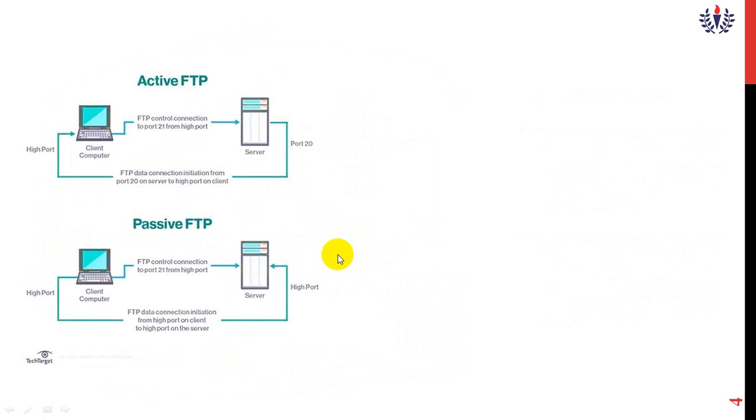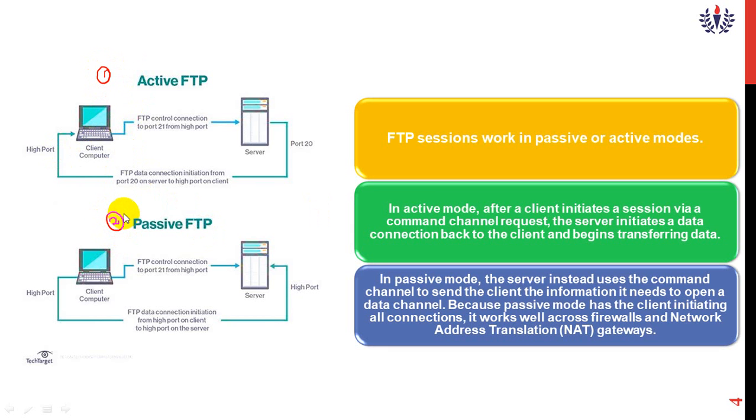There are two types of FTP available: one is active FTP, another one is passive FTP. Active FTP means after the client initiates a session via a command channel request, the server initiates a data connection back to the client and begins transferring data.